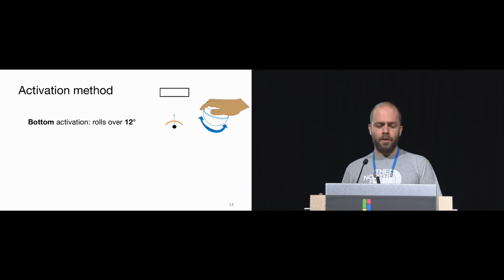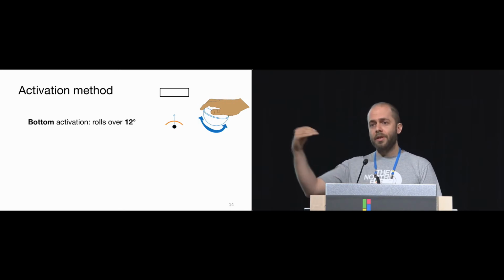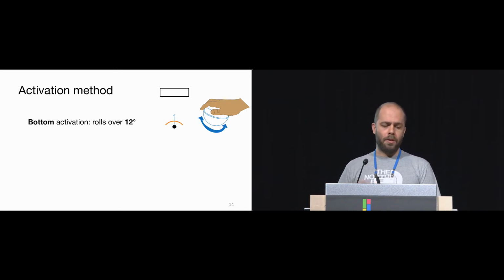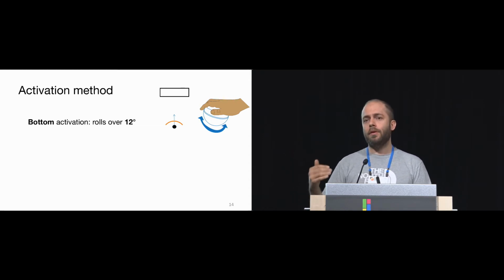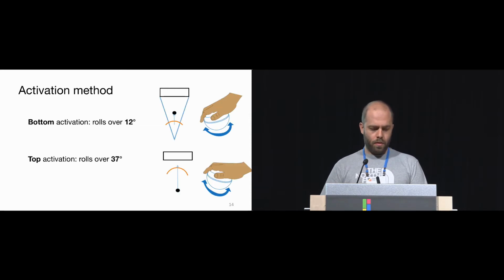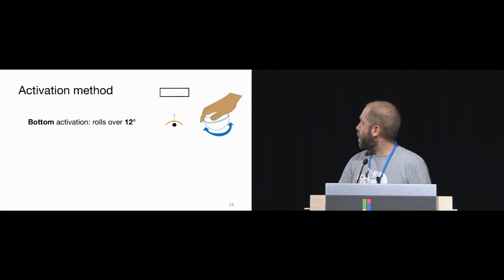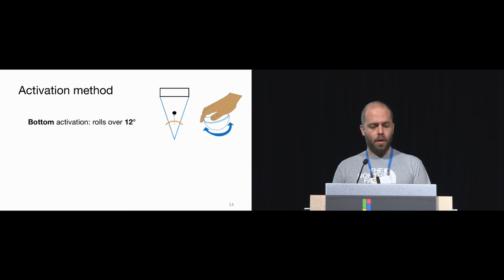So concerning the activations, we consider two different options, which basically are two different variants of where do we put the activation threshold. So we first consider a low threshold. This is what we call bottom activation. The idea being that we want to avoid unintended activations, and 12 degrees is the minimal limit. And so as soon as the roll goes beyond 12 degrees, the menu is activated.